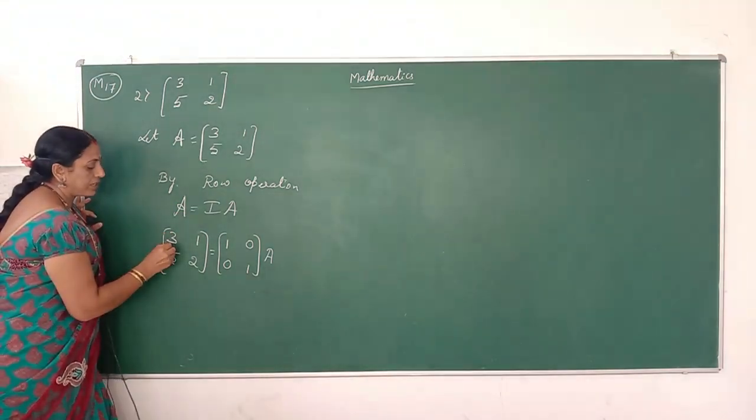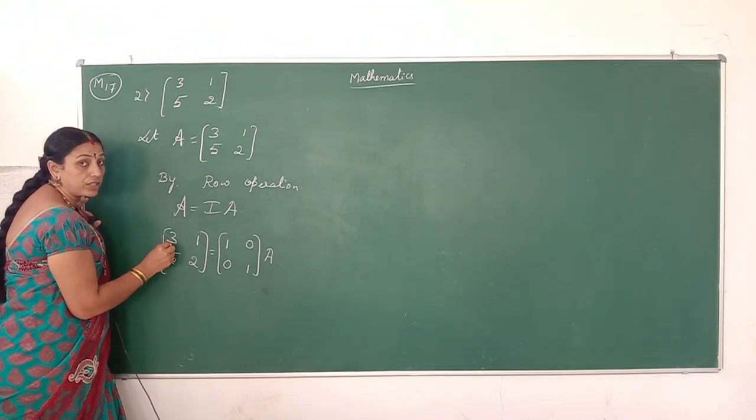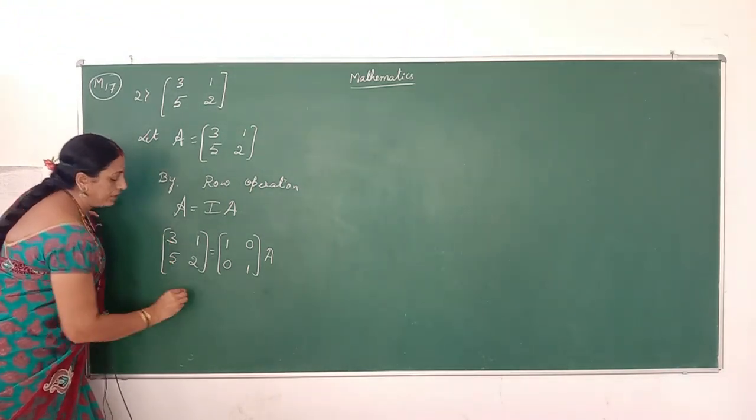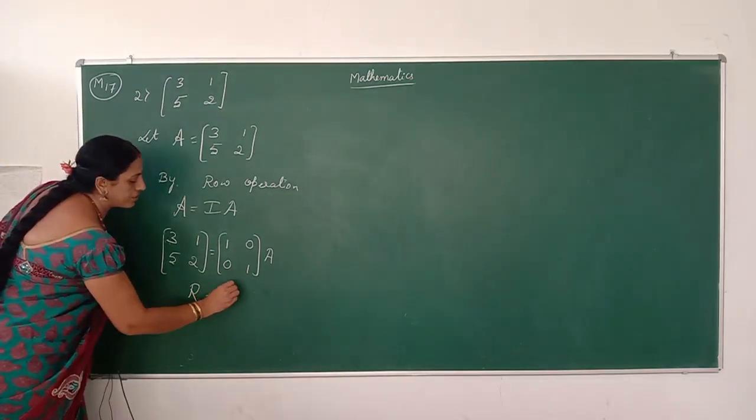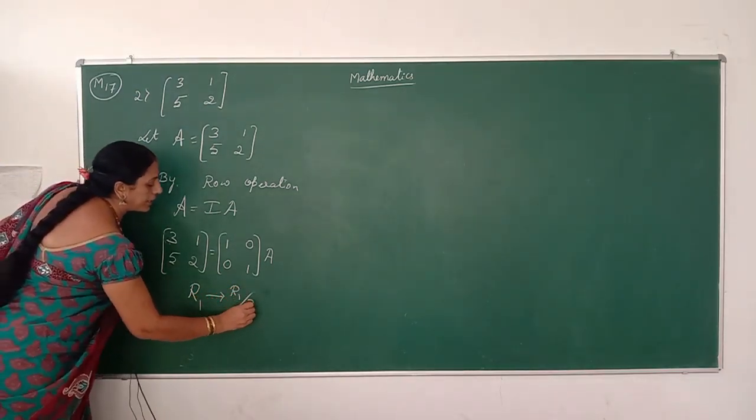Therefore, the first element can be changed to 1 by using division. Now, R1 can be changed to R1 divided by 3.